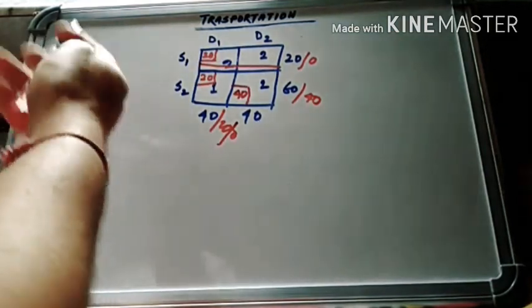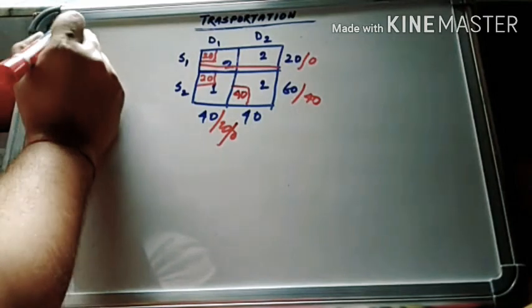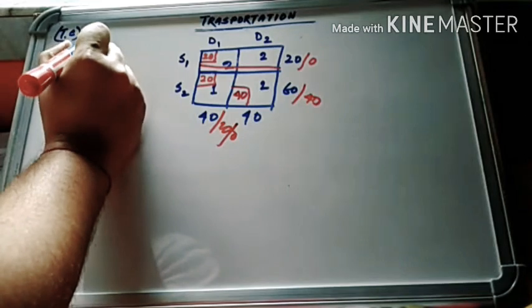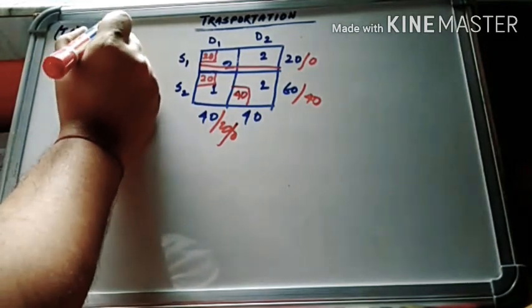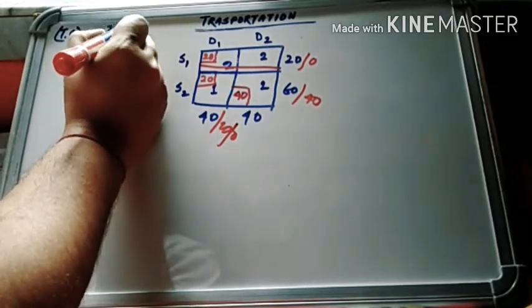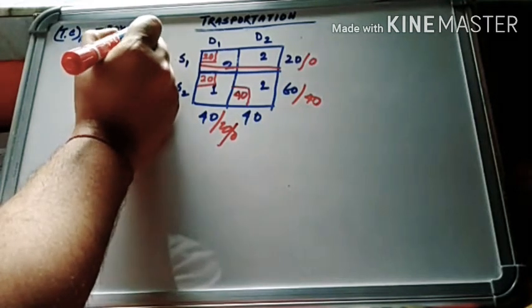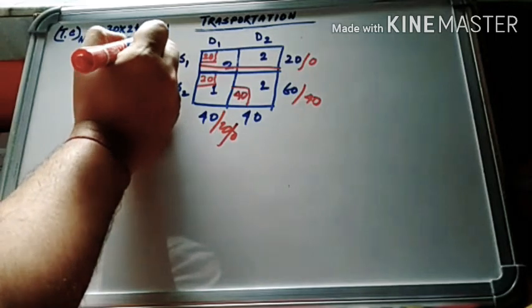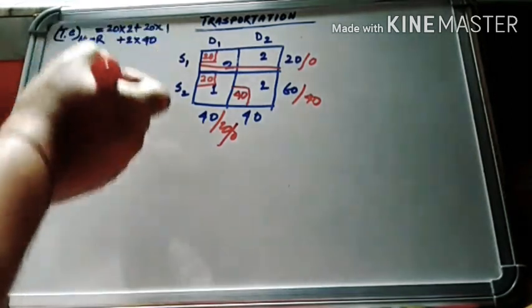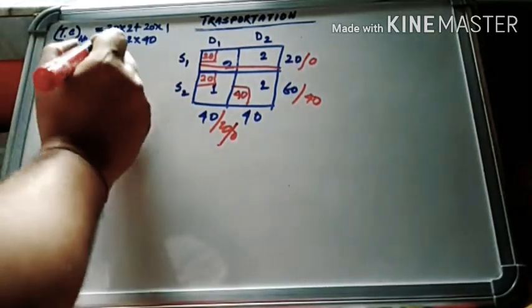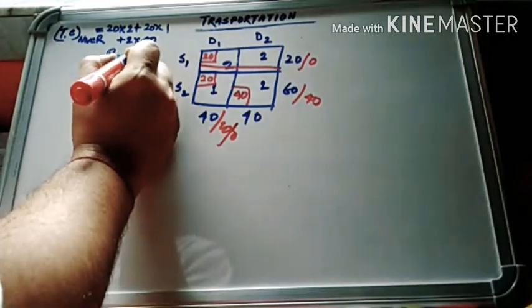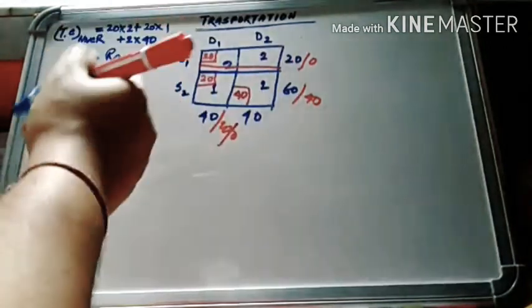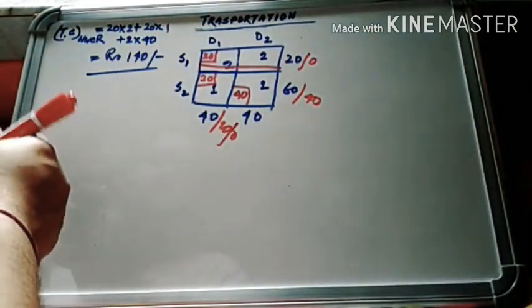The total cost for NWCR is equal to how much? 20 into 2 plus 20 into 1 plus 2 into 40. You can find that 40, 60, 140. This is the result of solving this table using the northwest corner method.